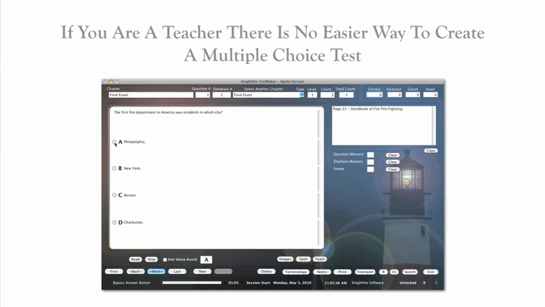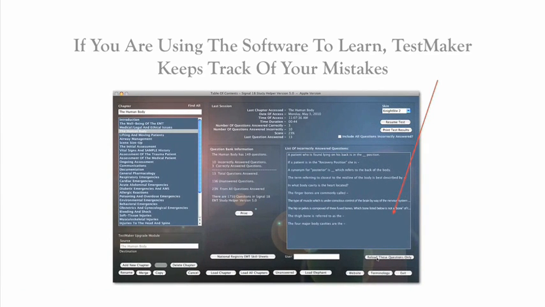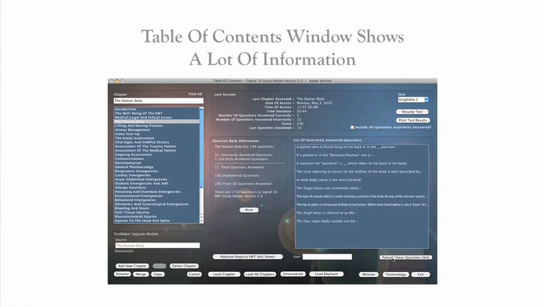Multiple choice tests can easily be generated and immediately printed out. Those using TestMaker as a learning tool can benefit from the software's ability to keep track of the questions they incorrectly answer. These questions are displayed right on the table of contents page. Here is a brief overview of the features that come built into TestMaker 5.0.